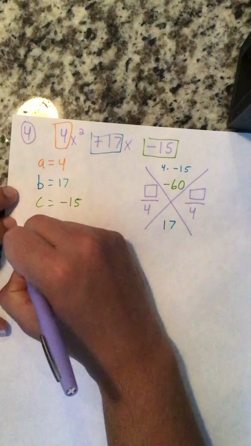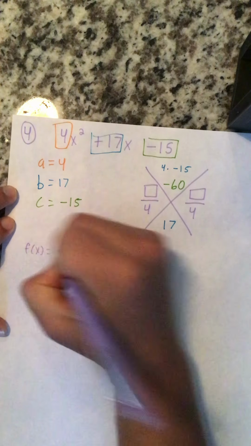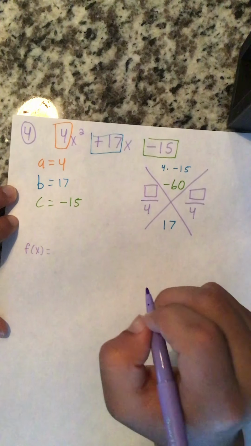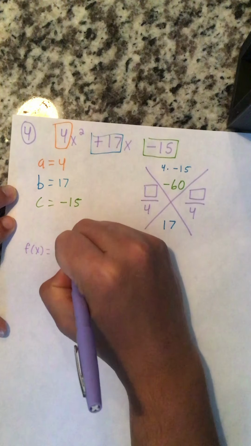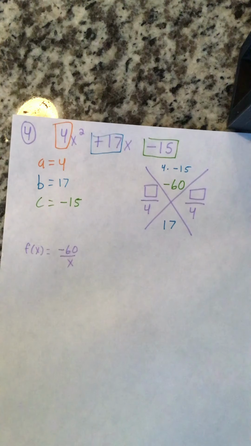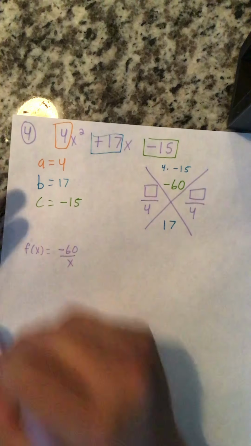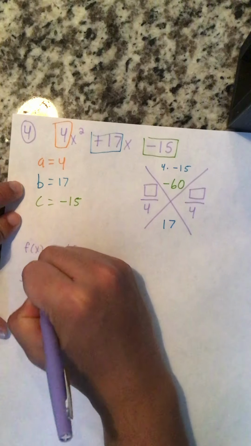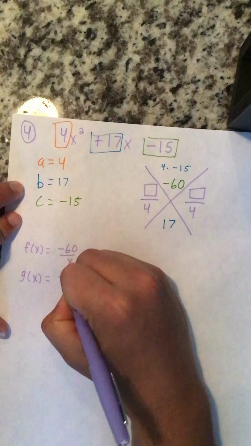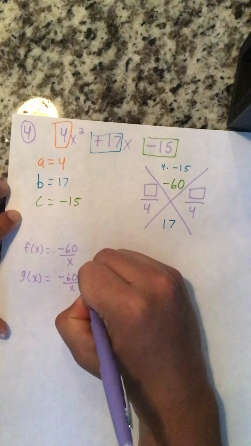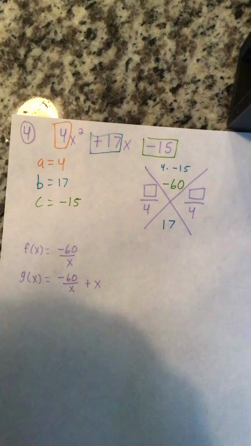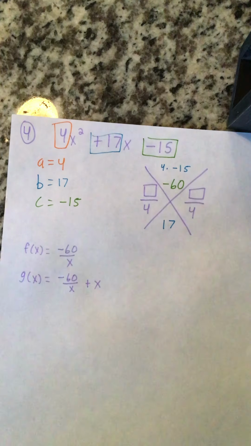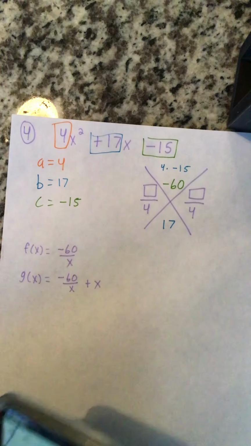So one equation, remember f of x equals a times c over x. So we take the a times c, negative 60 over x. Easy. Okay, then we go to g of x. Okay, a, remember, same thing. So negative 60 over x, and we just add that plus x. That's all we got to do. Okay, so now I go to my calculator. Make sure I reset it.